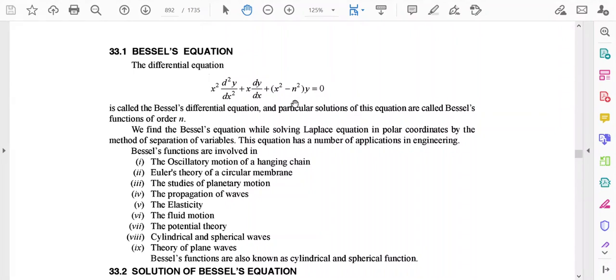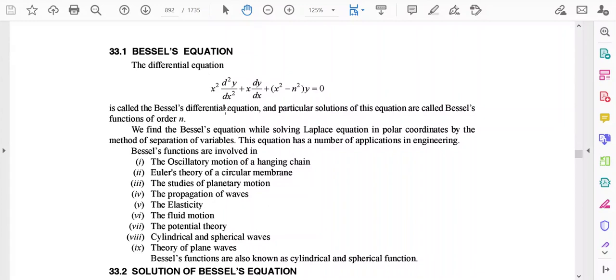This differential equation is known as Bessel's differential equation, and the particular solutions of this equation are called Bessel's functions of order n. And we will observe later that this equation has several applications in science and engineering.